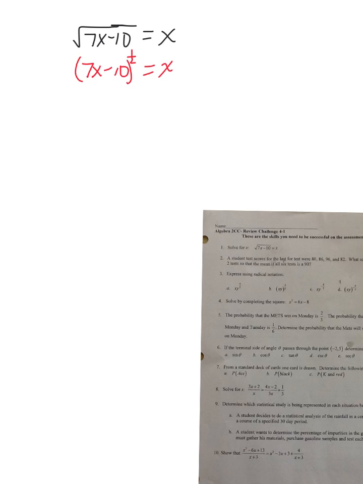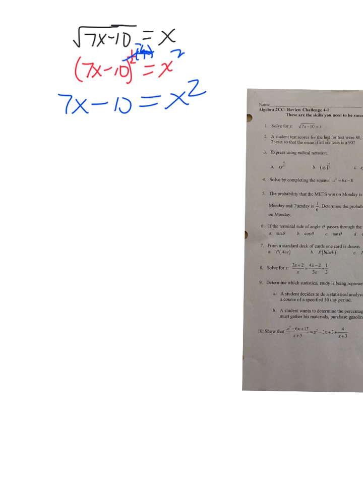To get rid of the half power, you multiply by the reciprocal. The reciprocal of 1 over 2 is 2 over 1. I'm going to raise that to the 2 over 1 power, which is just 2. So these will cancel each other out. So I get 7x minus 10 is equal to x squared.